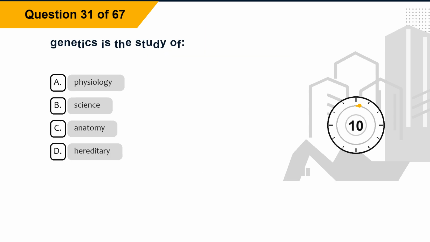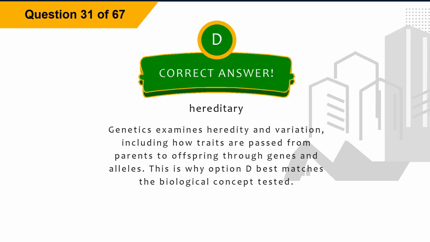Question 31. Genetics is the study of. Option A, physiology. Option B, science. Option C, anatomy. Option D, hereditary. The correct answer is option D, hereditary. Explanation. Genetics examines heredity and variation, including how traits are passed from parents to offspring through genes and alleles. This is why option D best matches the biological concept tested.